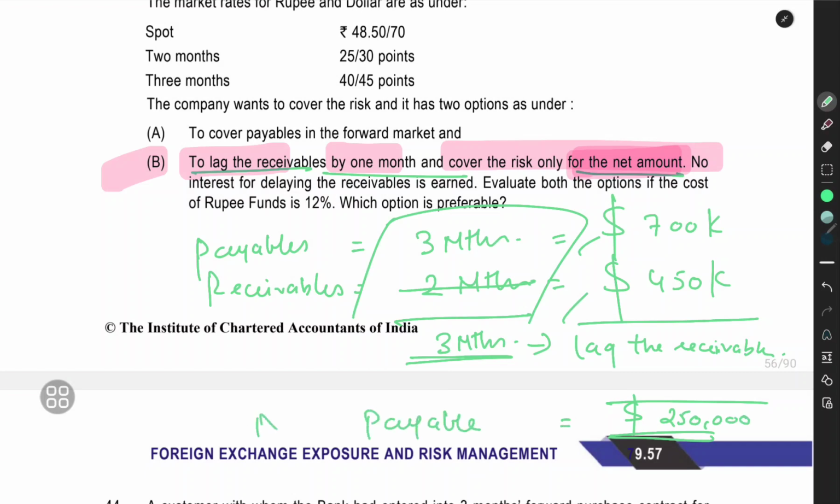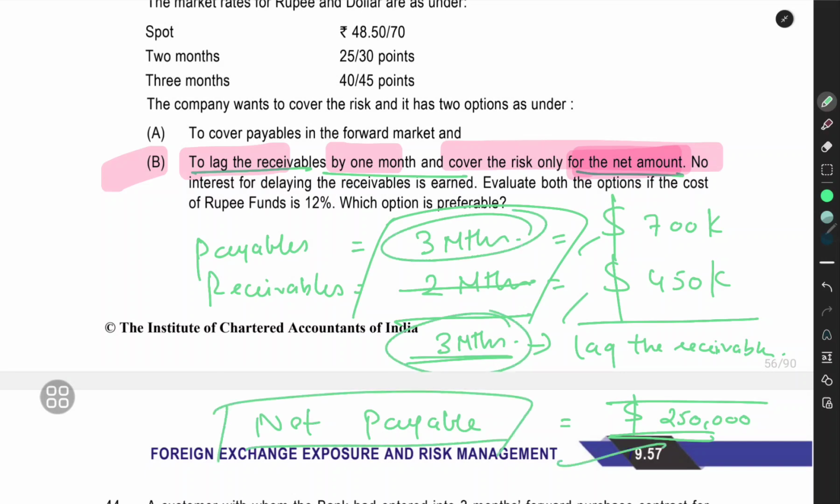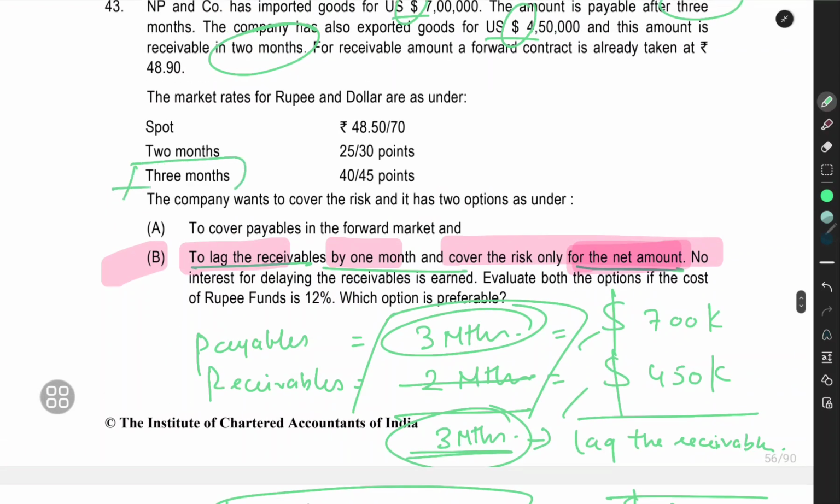Okay, the better word is net payable. Okay, this is how we do it. So now, since it's 3 months, we'll have to use the 3 month forward rate for this net $2,50,000 payout.